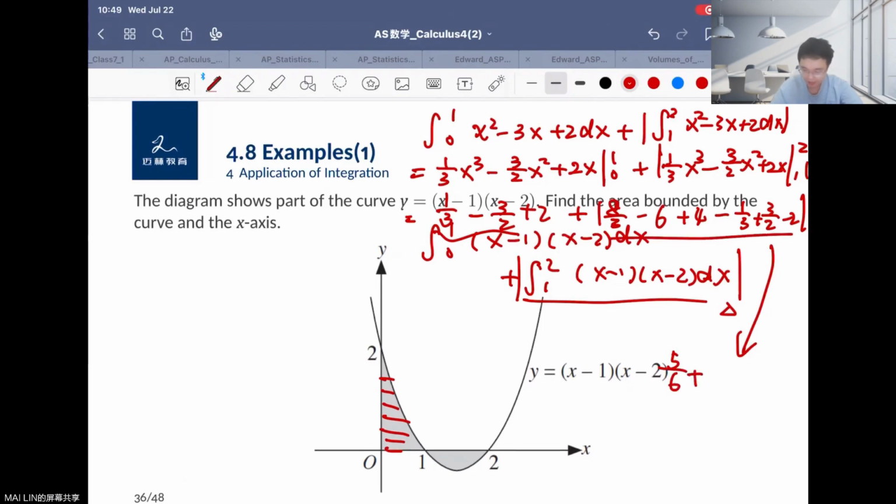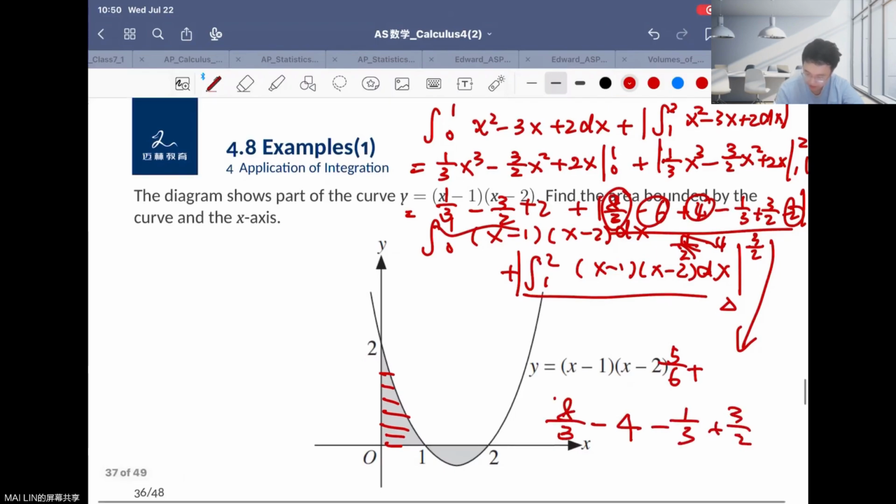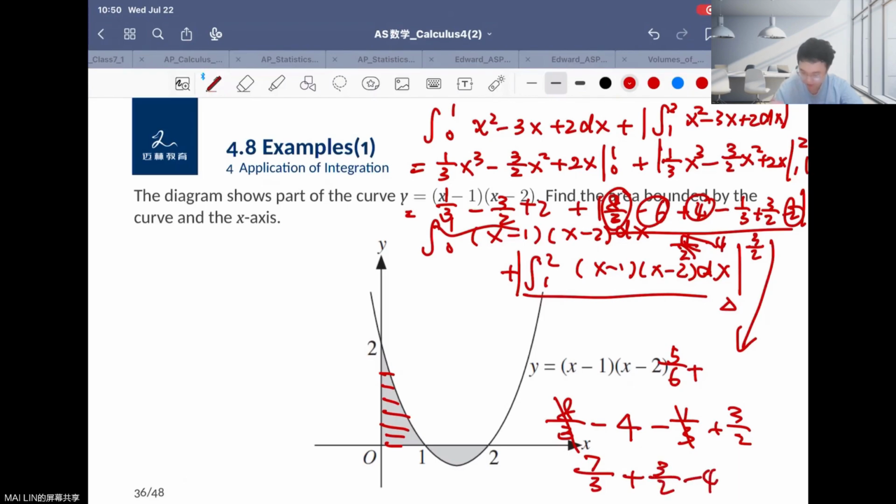And the second area here, you can consider 8 over 3 minus 6 plus 4, sorry for that. It's 8 over 3 minus 4 minus 1 over 3 plus 3 over 2, right? So here the value is 7 over 3 and plus 3 over 2 minus 4. So finally, after adding a modulus it is 4 minus 3 over 2 minus 7 over 3.